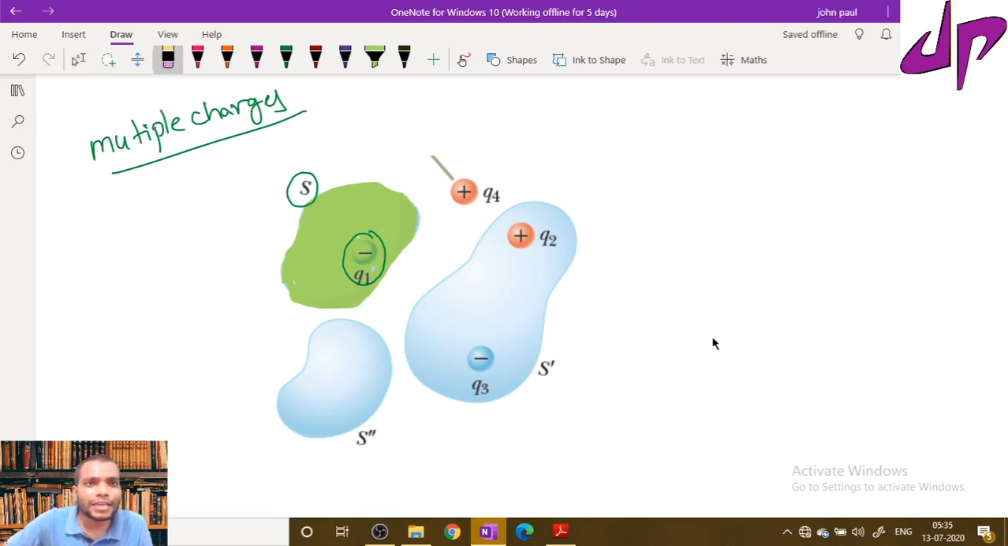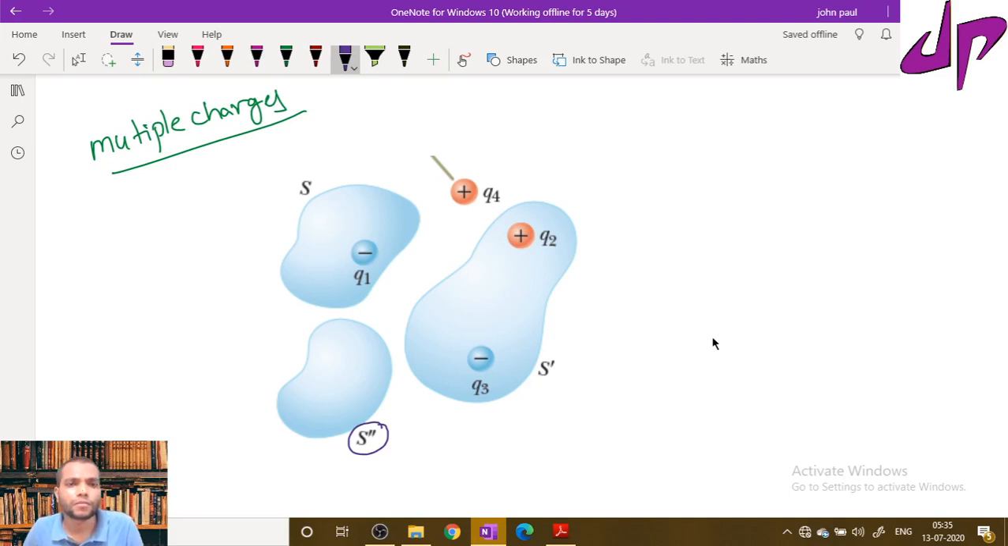Now you can see the second case here. This is the second surface, S double dash, an orbital surface. Of course, at the surface S double dash, electric field lines are present. Because of this negative charge, the electric field lines are going in this direction, and because of this positive charge, the electric field lines are going in that direction.